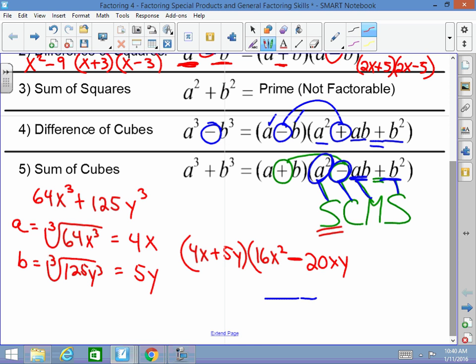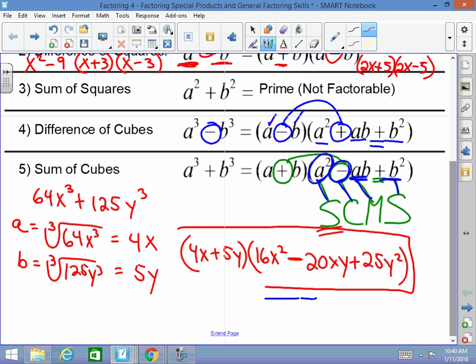So that's 20xy. And then the second S for SCHISMS, square the second term. That'd be plus 25y squared. Unfortunately, guys, there's no other trick I can show you here. That's just the way it goes. I know it's not your favorite thing to do probably, but it's not difficult, is it? It is something you're going to have to learn though and memorize.